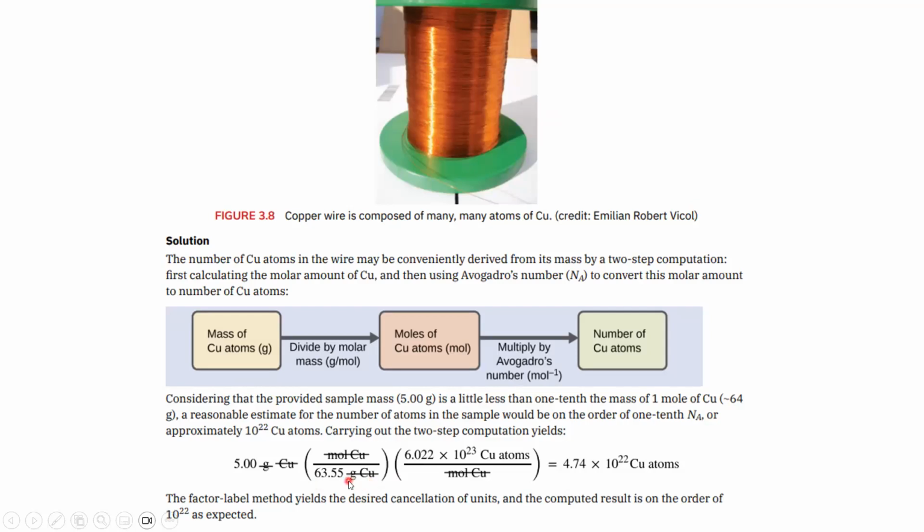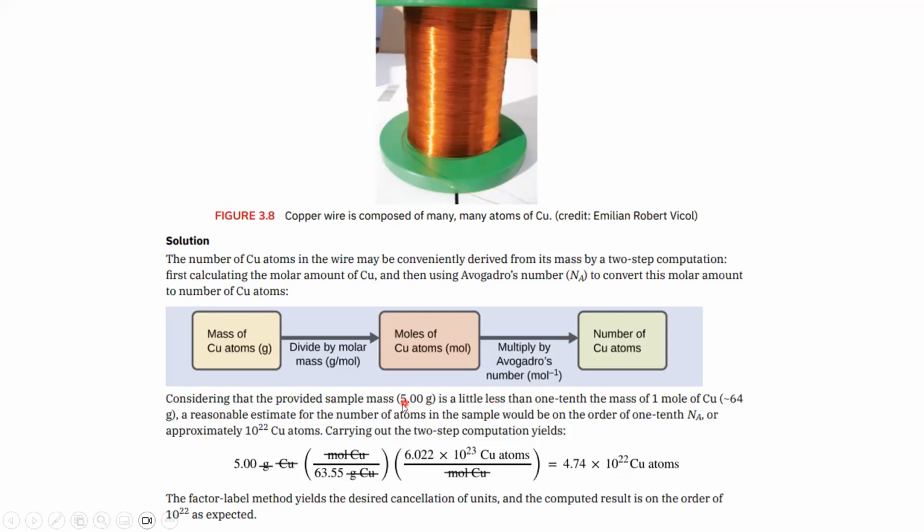We can get the molar mass just from the periodic table. So if we did 5 divided by 63.55, this would give us however many moles of copper we had. And then since 1 mole just represents 6.022 times 10 to the 23rd, we can just take the mole value for copper and multiply it by Avogadro's number just to get however many atoms we would actually have there.